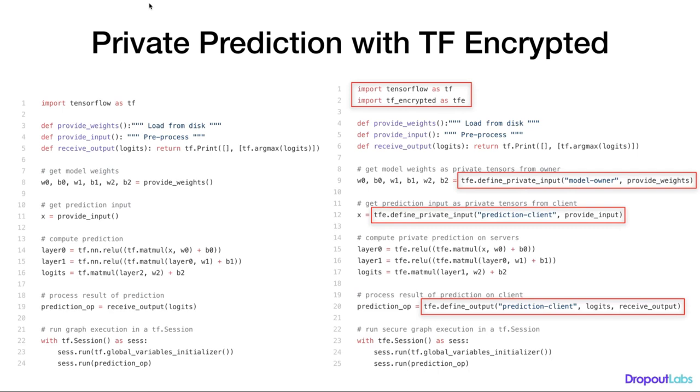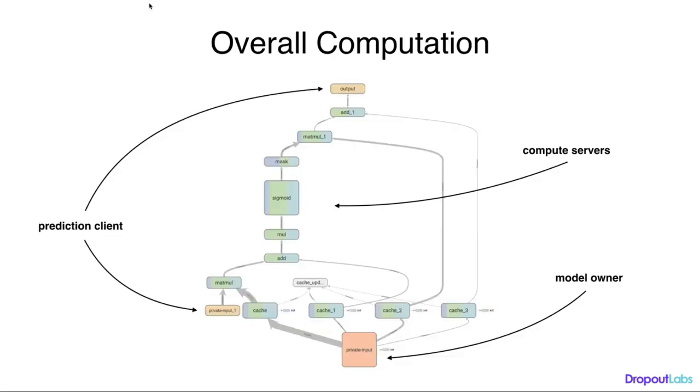So that's the only difference between what we call an ordinary prediction in TensorFlow and a private prediction in TF-Encrypted. And to some extent, that represents what's inherent when you start thinking about these privacy aspects, because it's about data ownership. And here we're really saying that the model is owned by the model owner, and he's the only one that's supposed to see this data in plain text. Whereas the prediction client is the one that owns the input and the output, and he's the only one that's supposed to see this in plain text. Everyone else can only see it in this encrypted form.